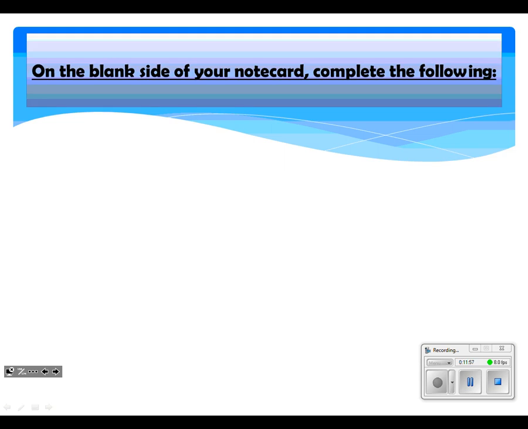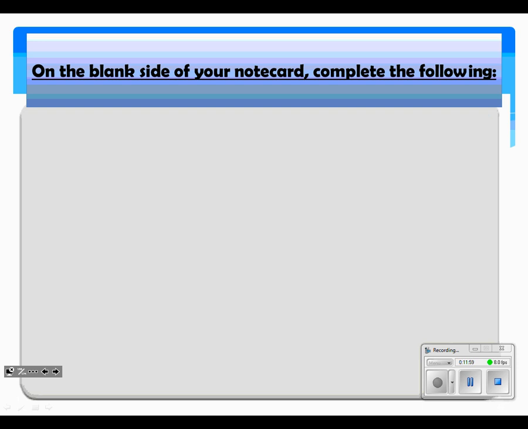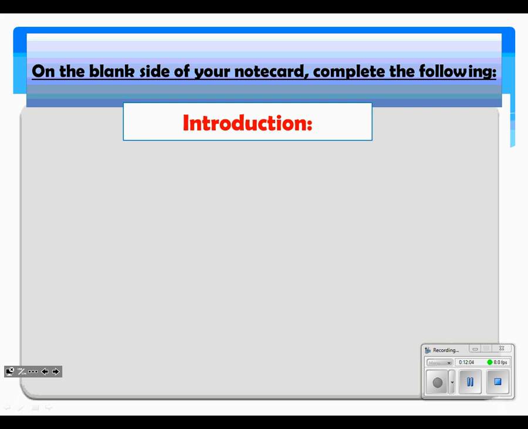Alright. So what you now have is essentially a breakdown of 3 body paragraphs. You wrote down, whether you're writing features or conflicts, the main idea of each of the body paragraphs. So what we got to start with now is your intro, and I'm going to walk you through step by step. So what I want you to do is go ahead and flip your note card over to the blank side. And just as you see on the screen at the very top, I want you to write down introduction.